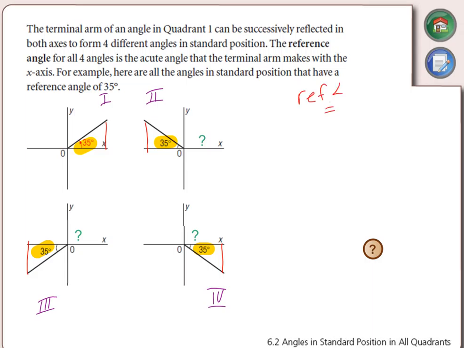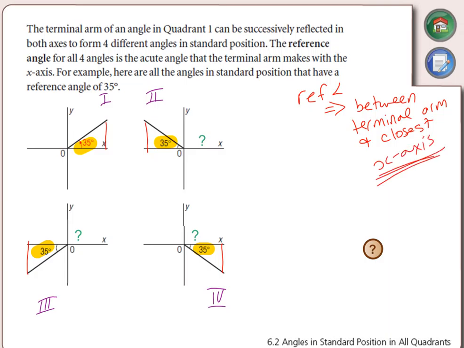Let's write that down. Reference angle between terminal arm and closest x-axis. Always the x-axis, never, ever, ever the y-axis. So just by looking at the 35 degrees is not really standard position in terms of it. We're always looking at starting at your positive x-axis and rotating to the terminal arm. That's called our principal angle.